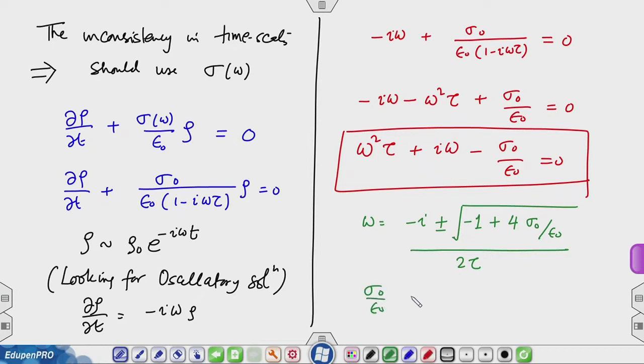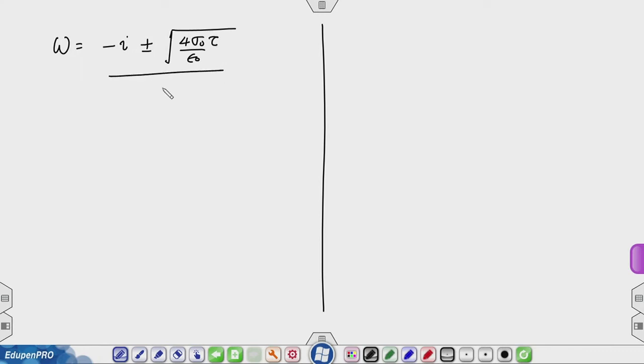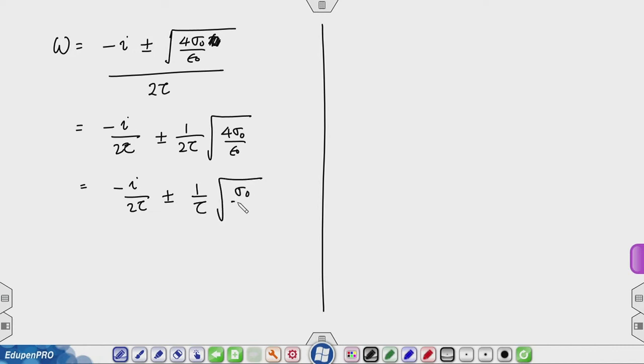Remember, sigma naught over epsilon naught is of the order of 10 raised to 7 over 10 raised to minus 11, 10 raised to 18. So, I can ignore that 1 in front of it. Therefore, the solution I get is omega equals minus i plus minus square root of 4 sigma naught over epsilon naught over 2 tau, which is minus i over 2 tau plus minus 1 over 2 tau square root of 4 sigma 0 over epsilon 0, which is minus i over 2 tau plus minus 1 over tau square root of sigma naught over epsilon naught.